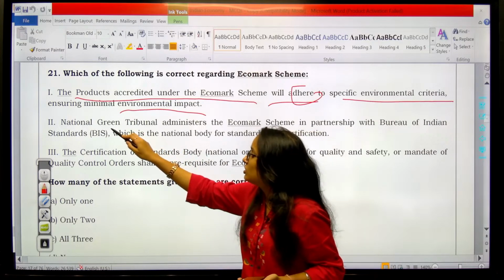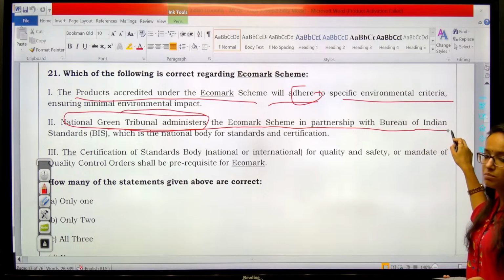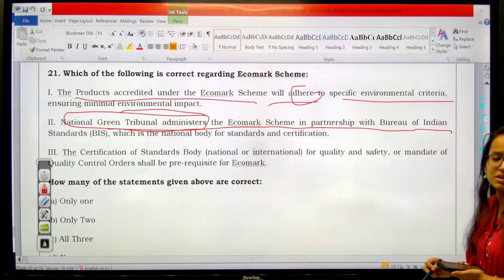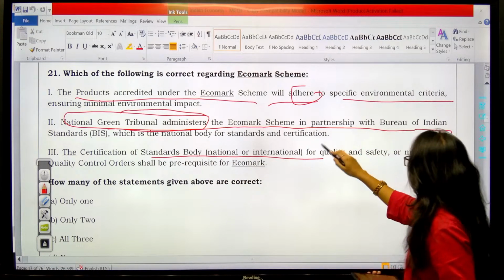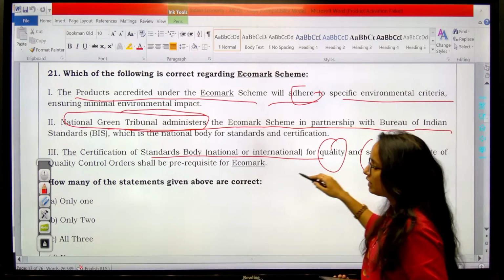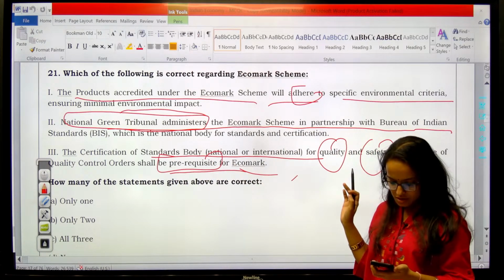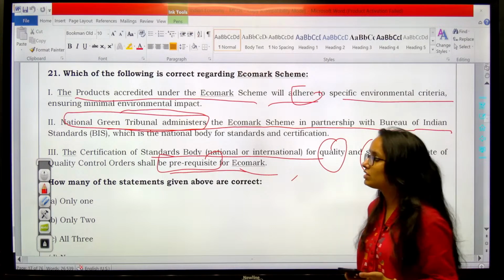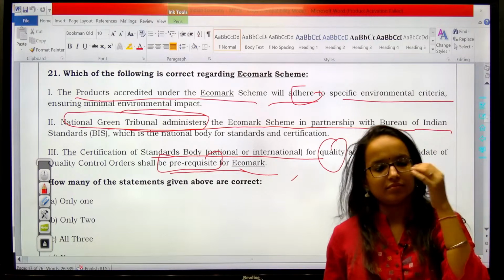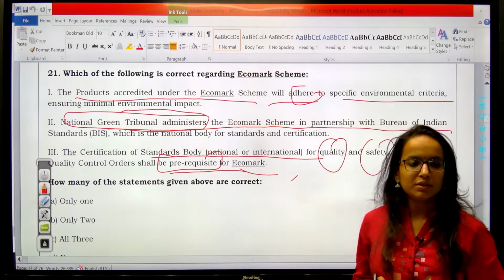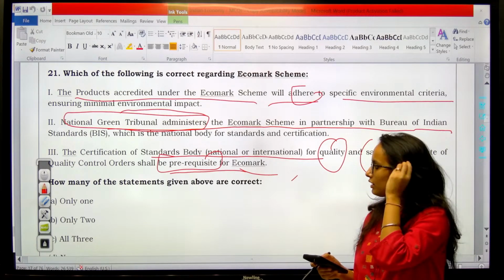Second statement, NGT, National Green Tribunal, administers the EcoMark scheme in partnership with Bureau of Indian Standards, which is the national body of standards and certification. Third says, certification of standards body, national or international, for quality and safety or mandate of quality control orders shall be prerequisite for EcoMark. Which of these statements is correct? Question number 21. Which of them are correct?